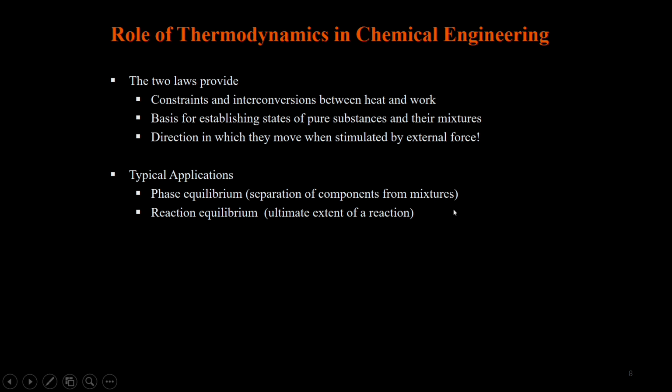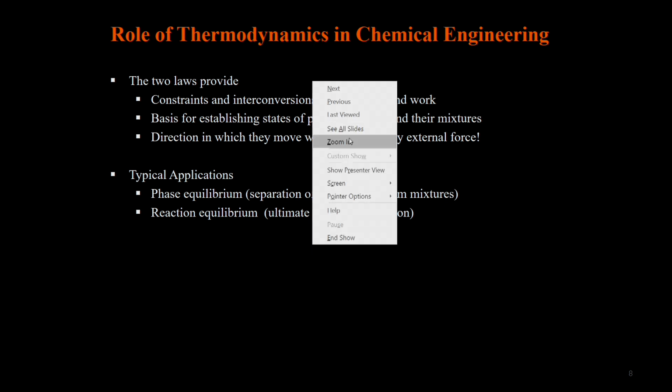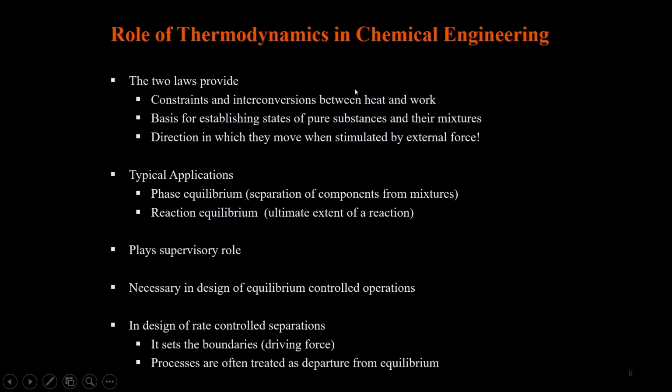So essentially, the two laws of thermodynamics provide constraints between heat and work interconversions, etc. They form the basis for establishing the states of pure substances and their mixtures, and the direction in which they're going to move if they are stimulated by an external force. The typical applications for chemical engineering problems are going to be in phase equilibrium and reaction equilibrium, which are necessary for separation and reaction processes respectively.